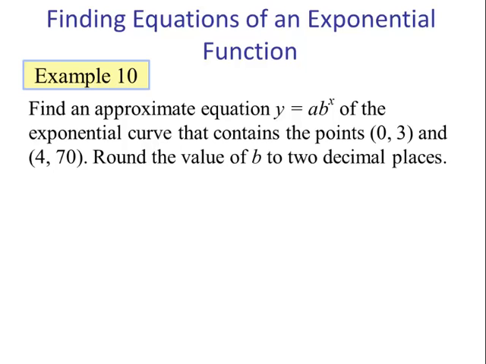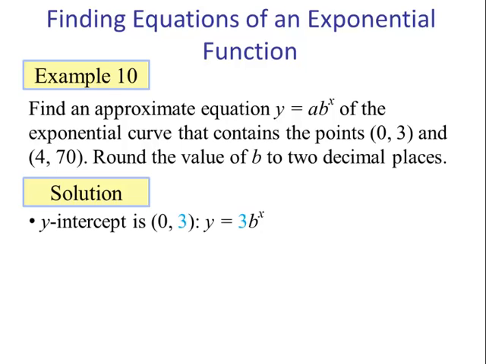Example 10. Find an approximate equation y equals a times b to the x power of an exponential curve that contains the points (0, 3) and (4, 70). Round the value of b to 2 decimal places. Solution: first, we're given the y-intercept. (0, 3) means that the y-intercept is 3 because it is the value of y when x is 0. That means that our value of a is 3.